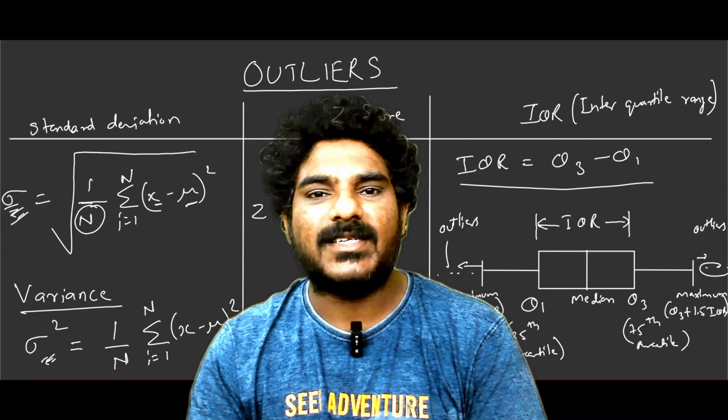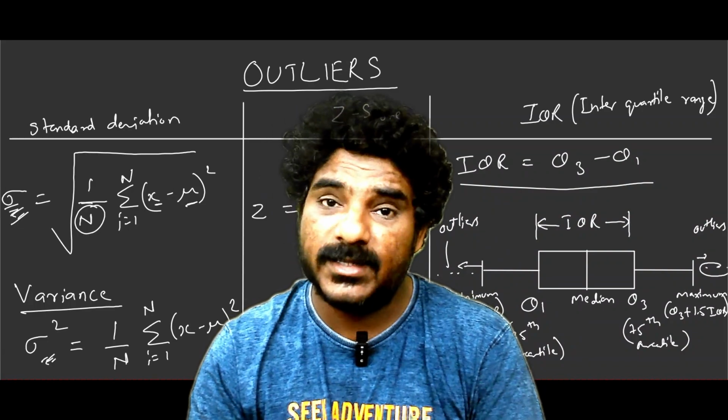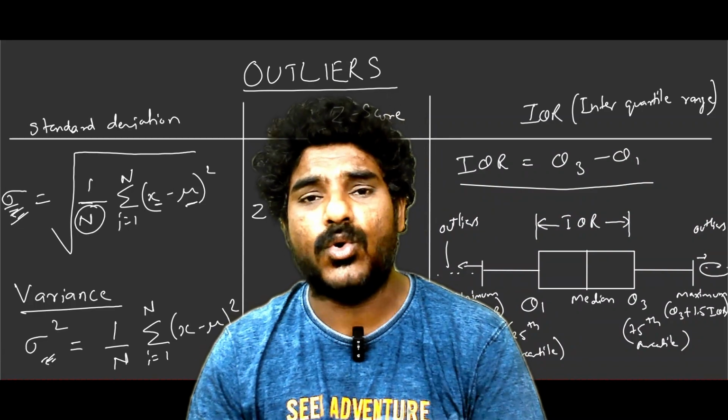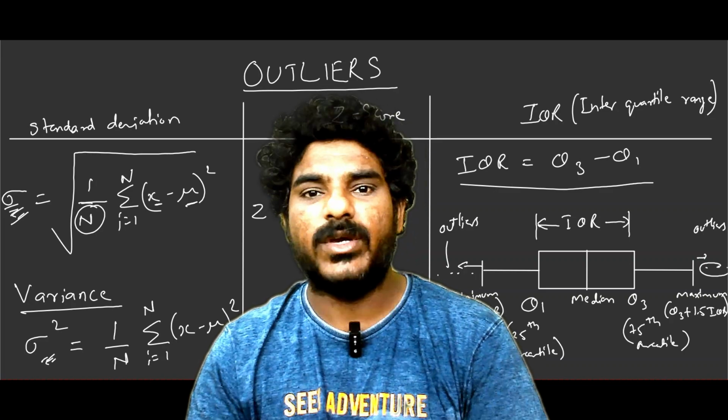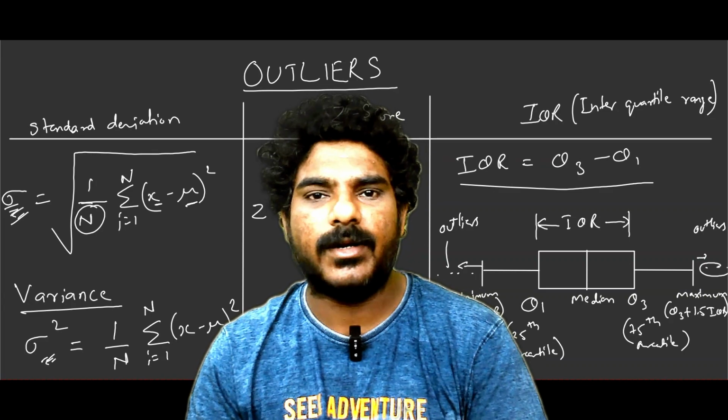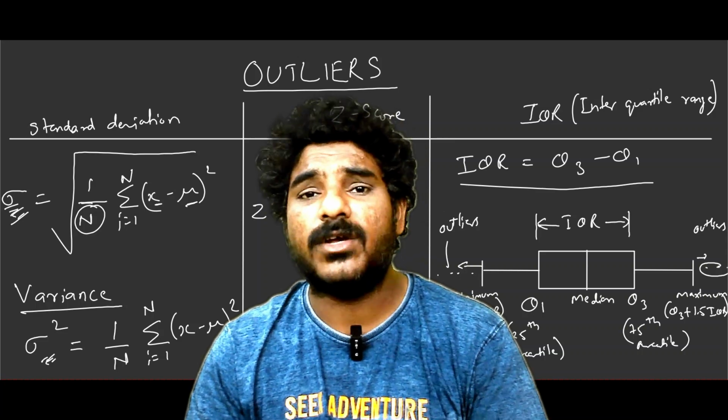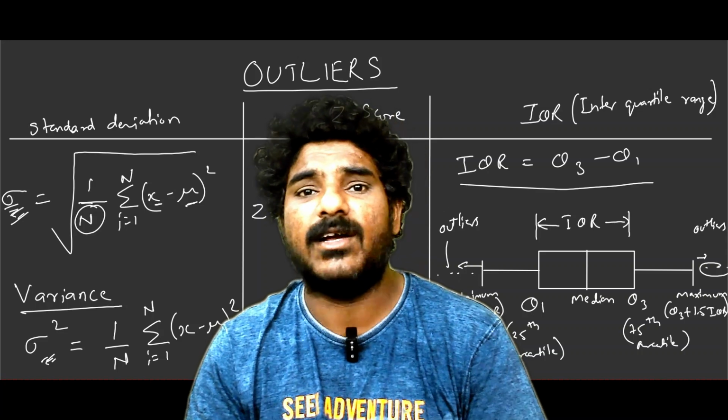Okay guys, that's it from my side for this video. In this video, we discussed standard deviation, z-score, and the interquartile range. We saw the formula for each of them, we implemented these formulas in Python, and we also saw the distribution of the data set before and after handling of the outliers.